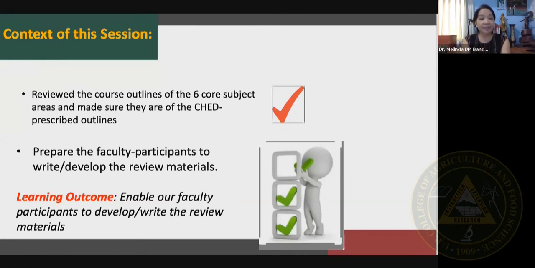So for this session, as I have mentioned, our focus is on the preparation of our faculty, on the preparation of review materials for licensure. The learning outcome is to write and develop the review materials. So we enable our faculty participants to develop and write the review materials which you will use in your online review session.